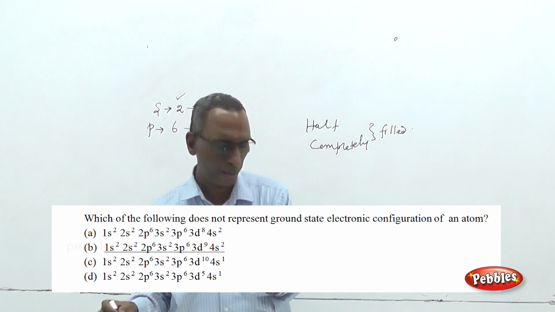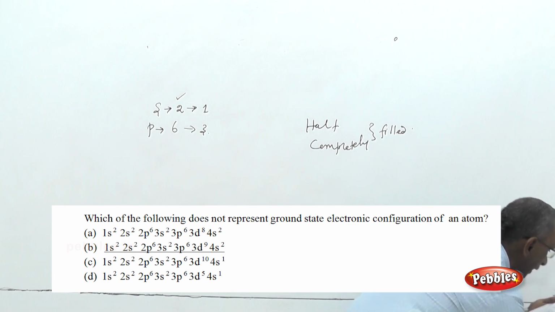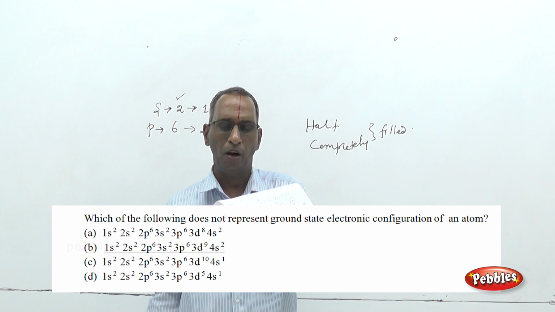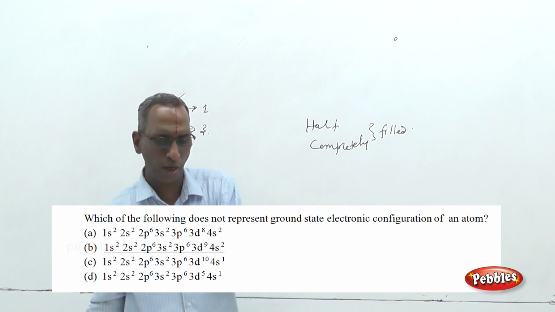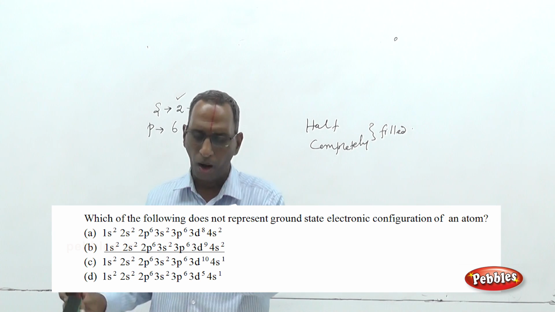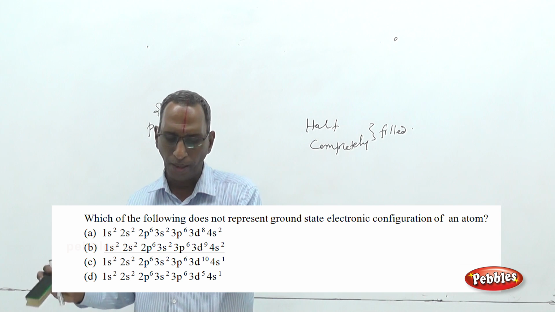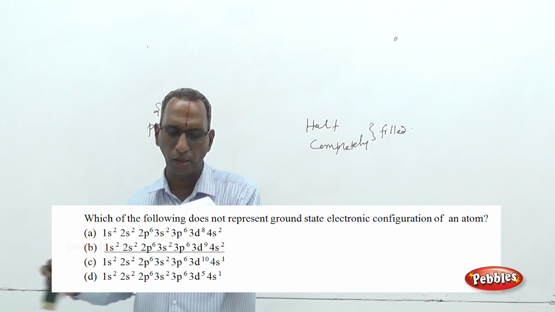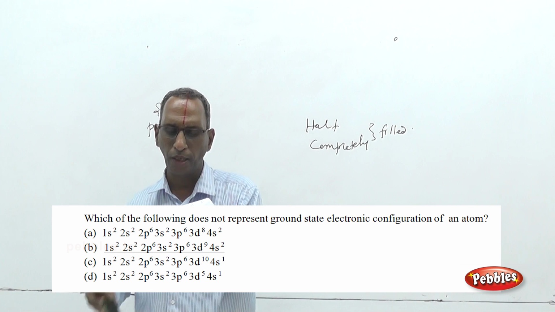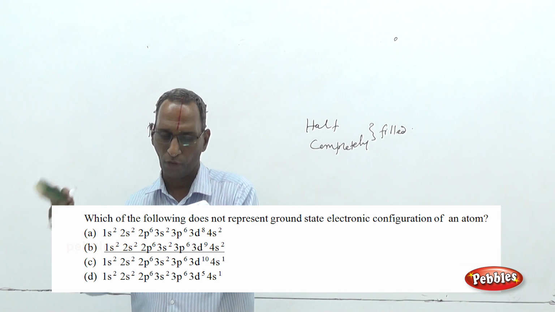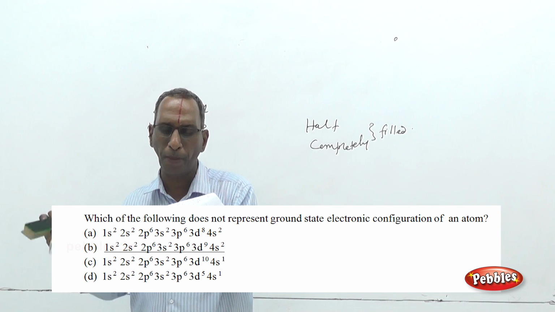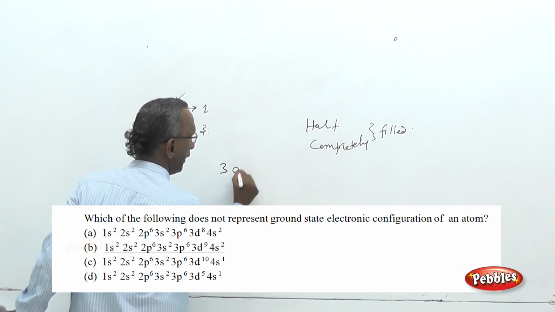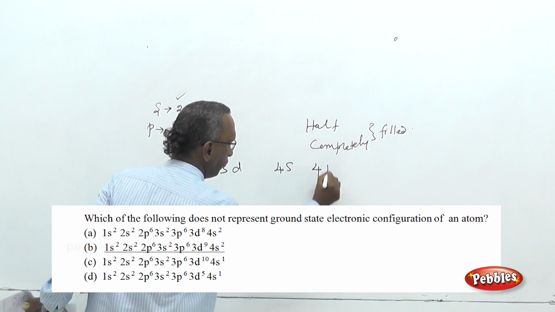Here they have given the question: which of the following does not represent the ground state electronic configuration of an atom? There are 4 choices given. Let me read all the choices. We are bothered only about the outermost part. All the choices begin 1s2, 2s2, 2p6, 3s2, 3p6; up to this it is the same for all 4 choices. So up to the third shell p orbital it is filled. Then next to 3s we have 3d, then 4s, then 4p.